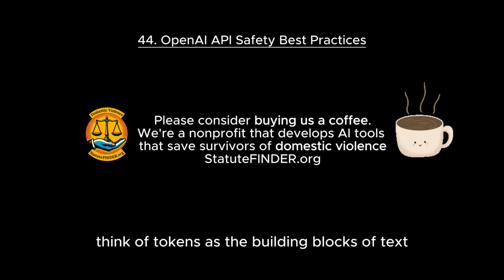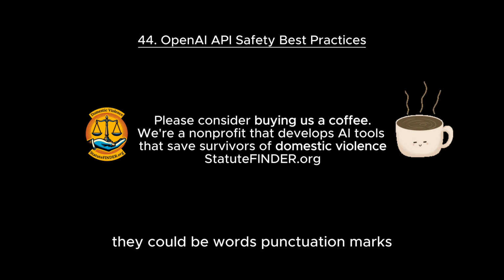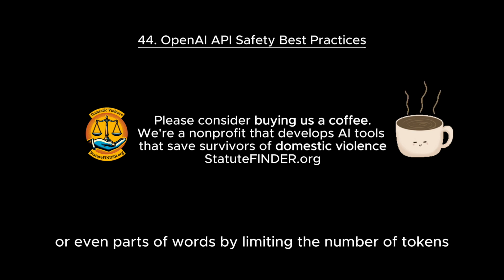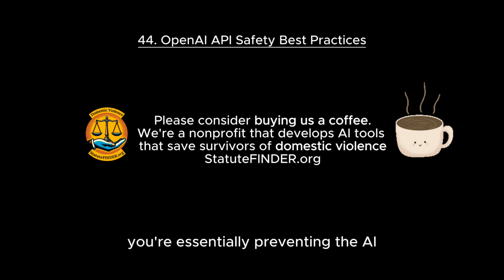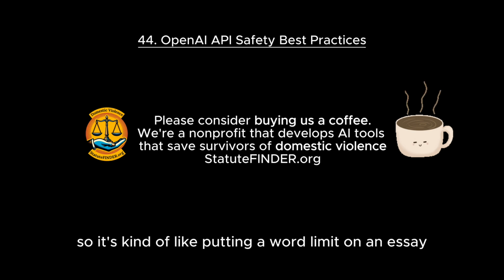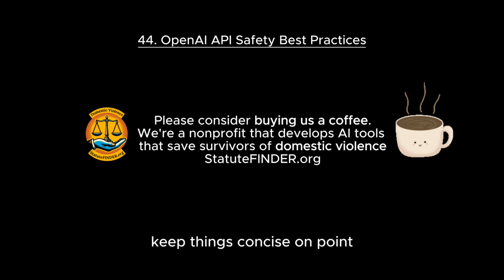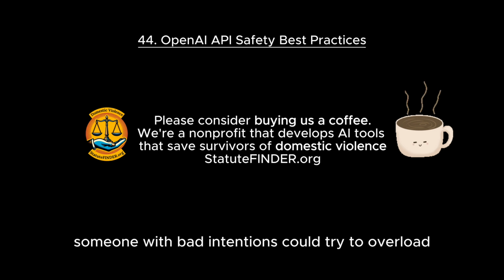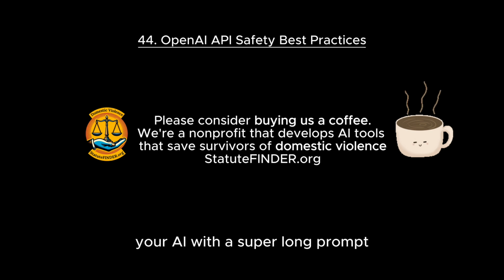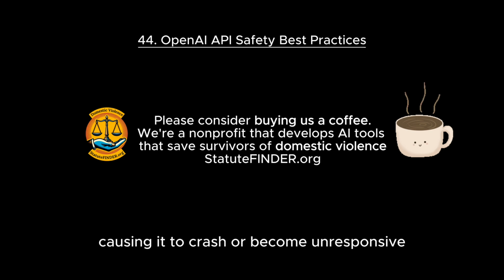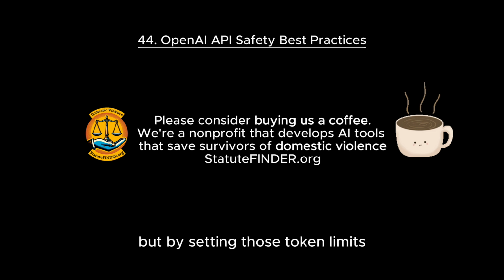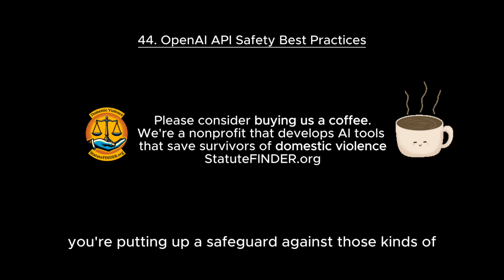Think of tokens as the building blocks of text. They could be words, punctuation marks, or even parts of words. By limiting the number of tokens, you're essentially preventing the AI from rambling on and potentially generating irrelevant or even risky content. So it's kind of like putting a word limit on an essay. Keep things concise and on point. Exactly. And this ties back into security, too. Someone with bad intentions could try to overload your AI with a super long prompt, causing it to crash or become unresponsive. But by setting those token limits, you're putting up a safeguard against those kinds of attacks.